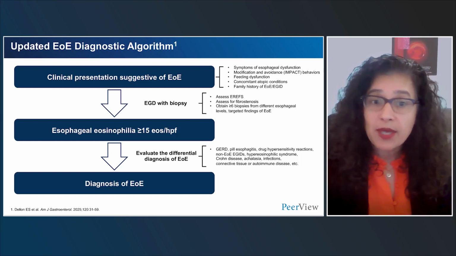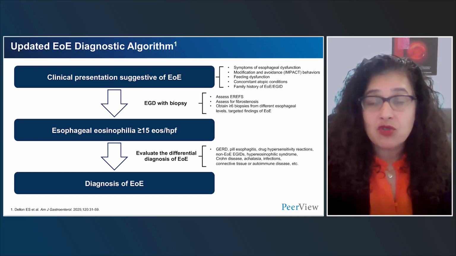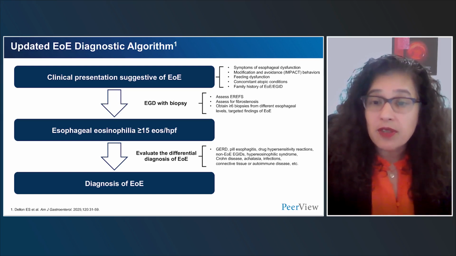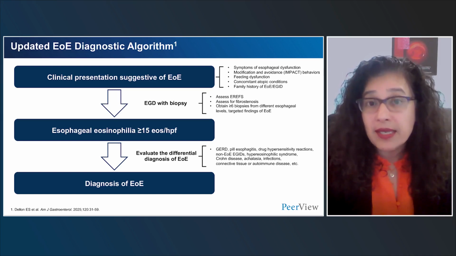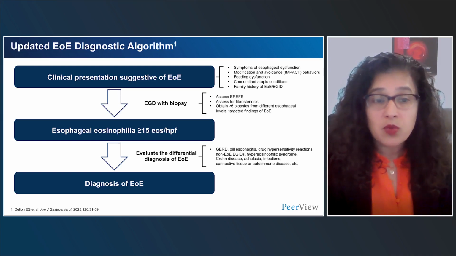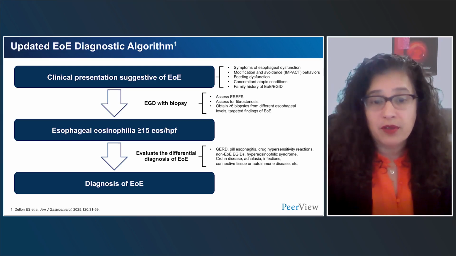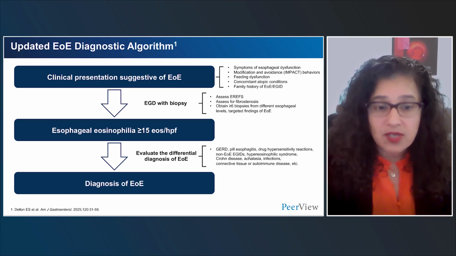If you have that suspicion, that patient is going to have an endoscopy with biopsy. At the time of endoscopy, we're going to assess for endoscopic features of EoE using the endoscopic reference score, or EREF. We'll assess for fibrostenosis and stricture. And most importantly, we'll obtain at least 6 or more biopsies from different levels of the esophagus, targeting findings of EoE in that esophagus. Once we do that and we have esophageal eosinophilia, over 15 eosinophils per high power field, and we have evaluated the differential diagnosis of EoE and ruled out these other conditions on the right side of this slide, we have essentially made the diagnosis of EoE.